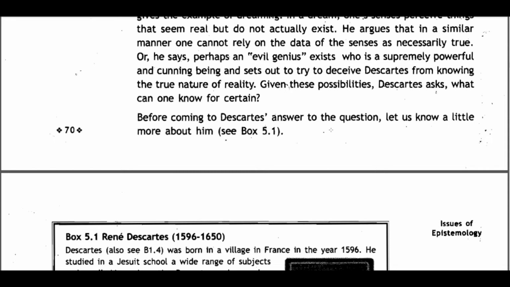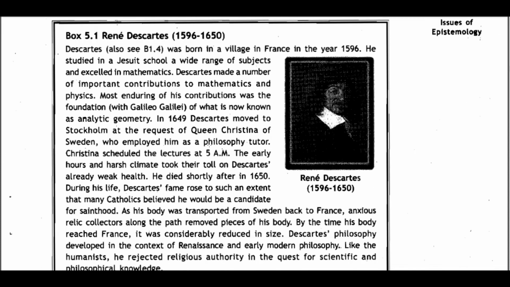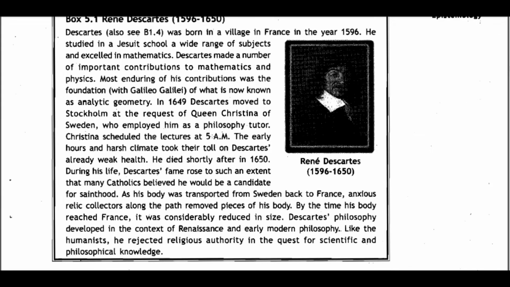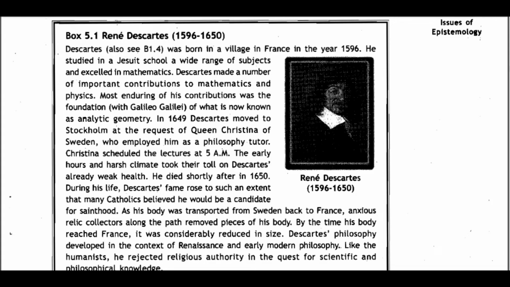Before coming to Descartes' answers to the question, let us know a little more about him. See Box 5.1. Box 5.1: René Descartes. Descartes was born in a village in France in the year 1596. He studied in a Jesuit school a wide range of subjects and excelled in mathematics. Descartes made a number of important contributions to mathematics and physics. The most enduring of his contributions was the foundation, with Galileo Galilei, of what is known as analytic geometry.